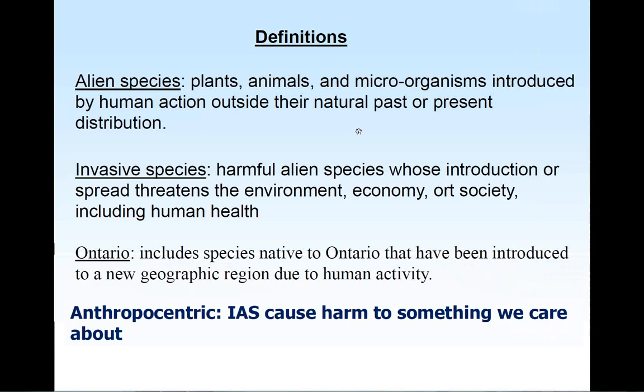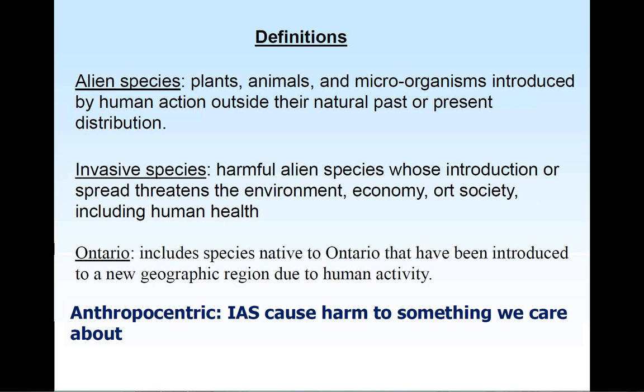So we'll just start with a few definitions so we're all clear on what we're talking about. The first one is alien species, and this comes from the Federal Invasive Alien Species Strategy for Canada. So it's plants, animals, and organisms that are outside their past or present distribution. And again, that's a definition based on what we think is a timeline, so it's a very human-based timeline.